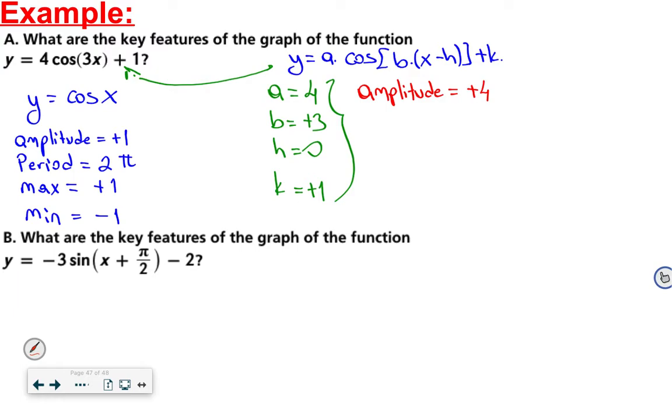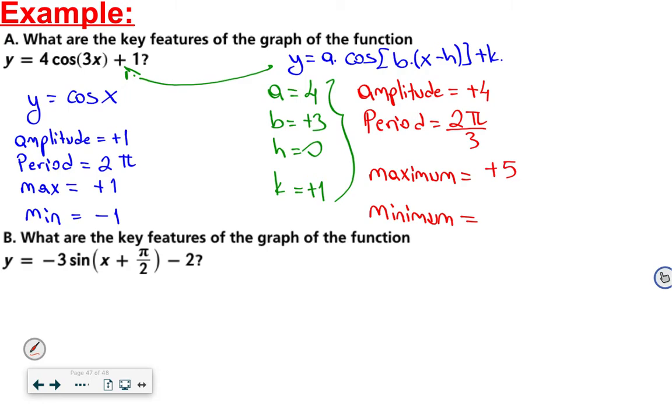And your b is going to change your period. So the period is going to become 2 pi over 3. Because there's no horizontal shift, we are not going to move right or left, but k is equal to 1, which means that your function is going to move up 1 unit vertically. So the maximum point is going to become positive 5, and your minimum point is going to become negative 3.